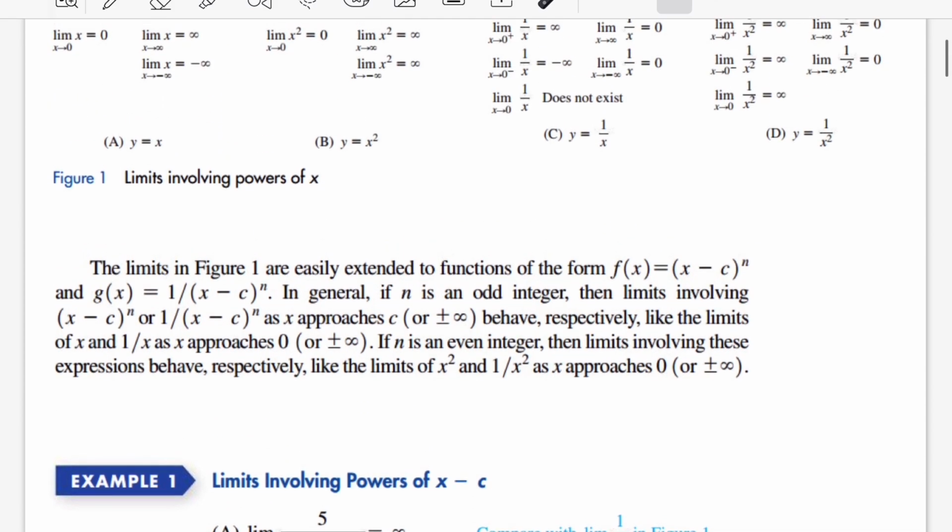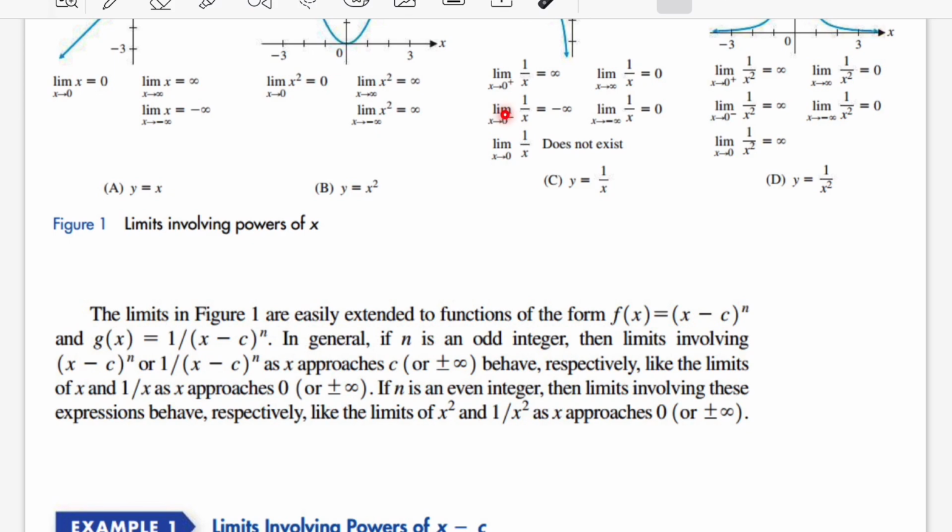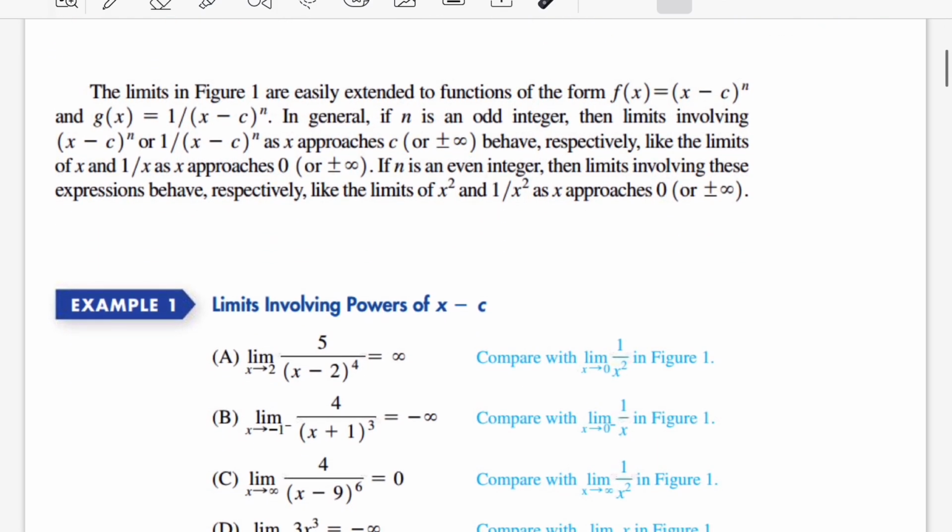And we see that with this similar limit here. The limit of 1 over x as x approaches 0 from the left. This limit is getting bigger and bigger in the negative direction. Okay. And we see the same thing for these examples as well, and you can compare them with the other limits in that figure.